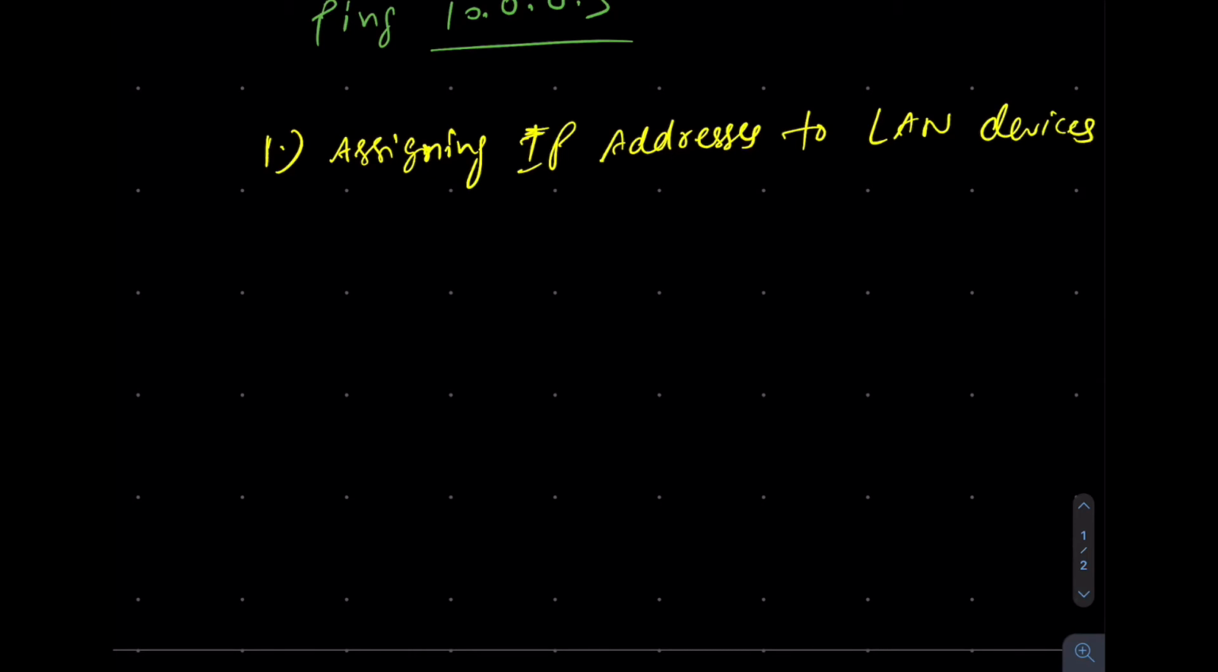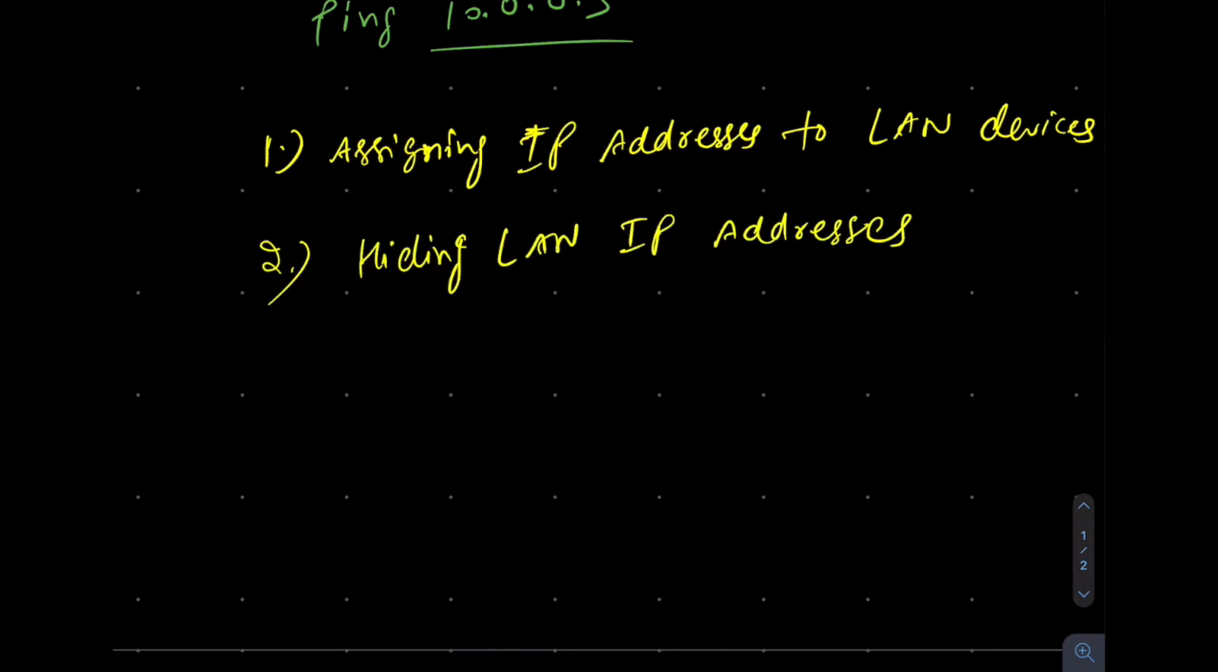And when the devices are going to communicate with the router, this is the first thing the router is going to do. And the second thing it's doing is hiding LAN IP addresses. How it's hiding is it's generally using a protocol, we can say NAT. So NAT is nothing but Network Address Translation.